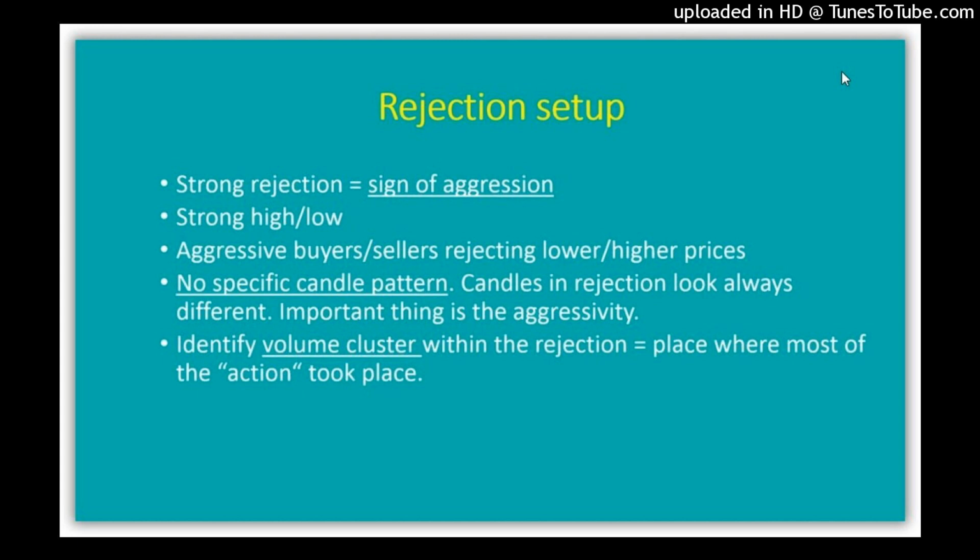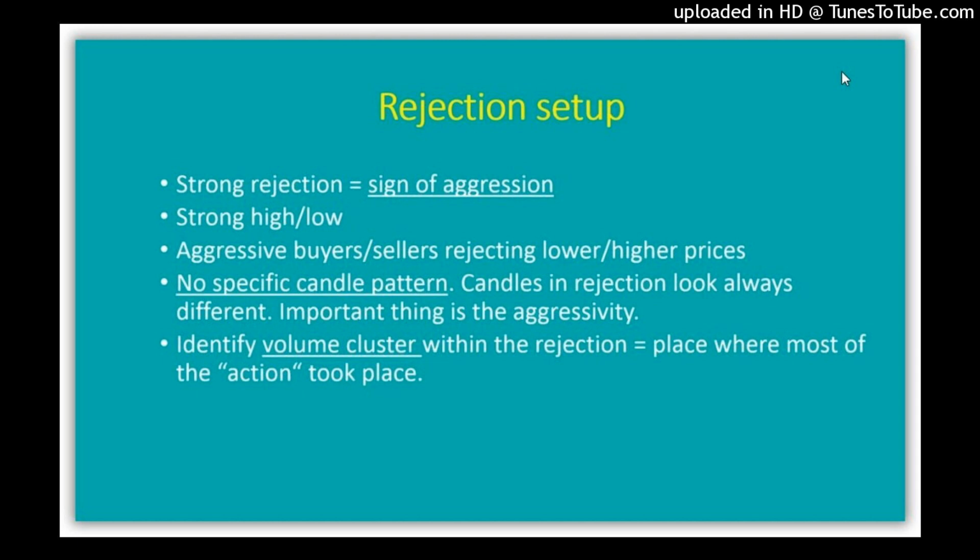One more example of the same setup. This time there were aggressive sellers rejecting higher prices, pushing the price downwards. Now within the rejection area, the heaviest volume cluster was this one, and the heaviest volumes are right there. So you draw a line, you wait for a pullback, and when the price hits the level, you enter a short. No need to wait for any sort of confirmation. Alright, so that's the short trade scenario.